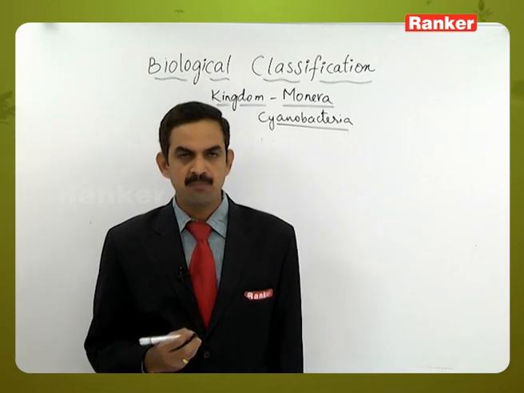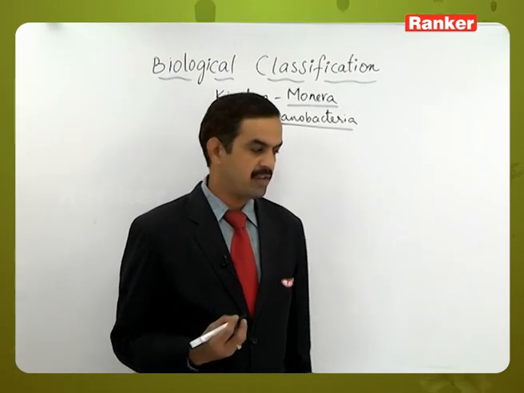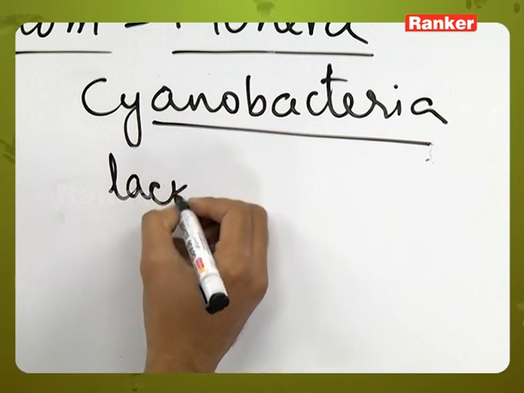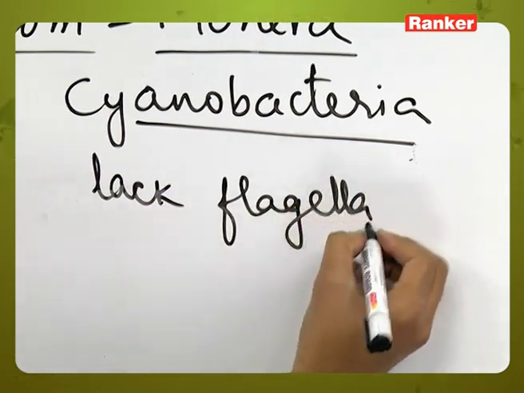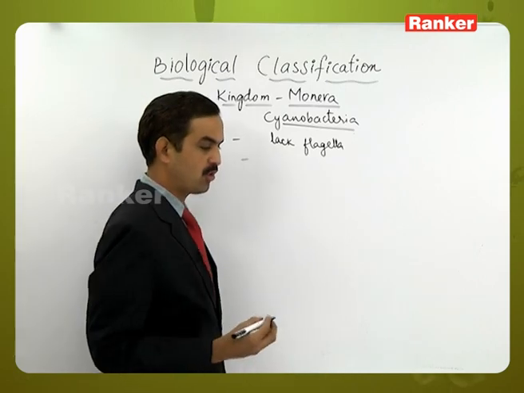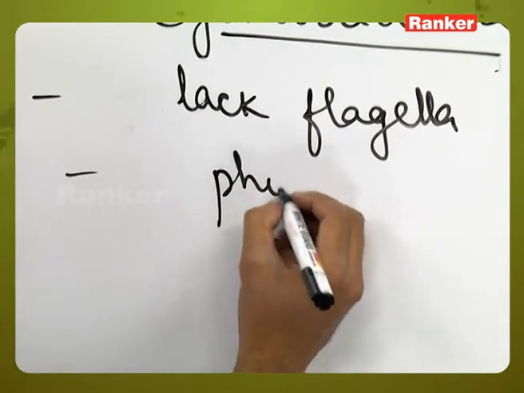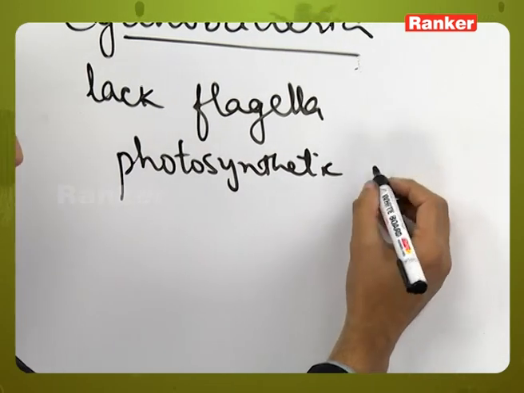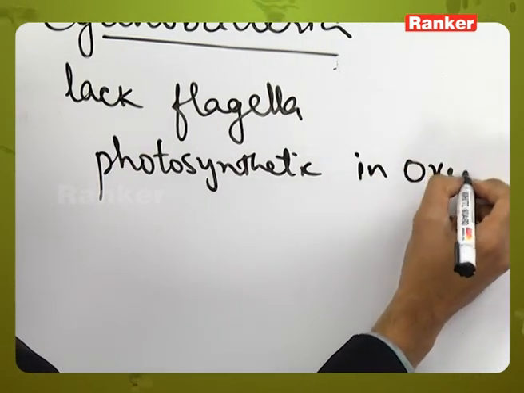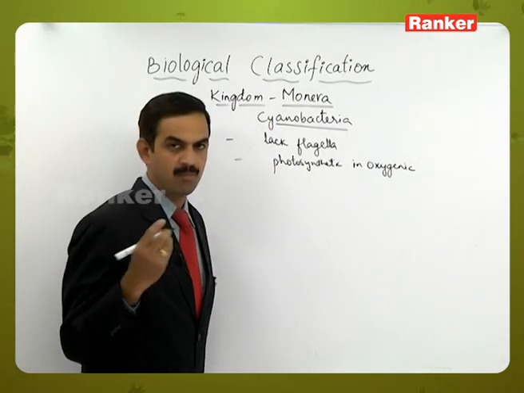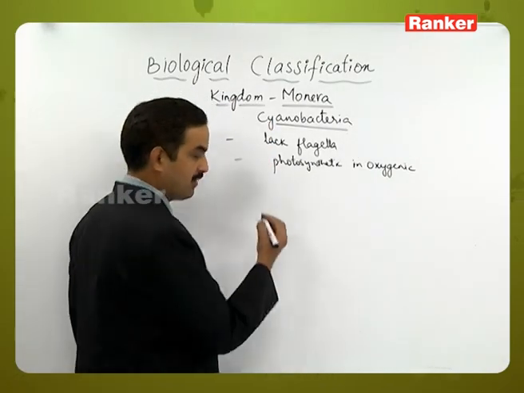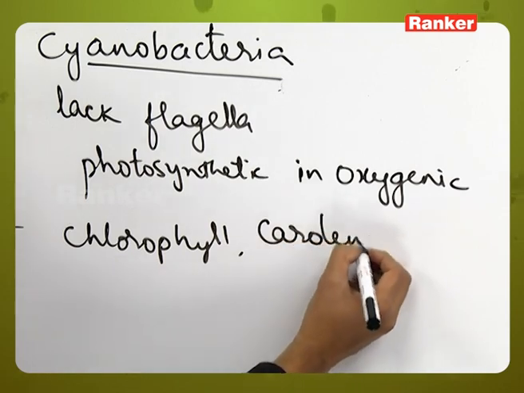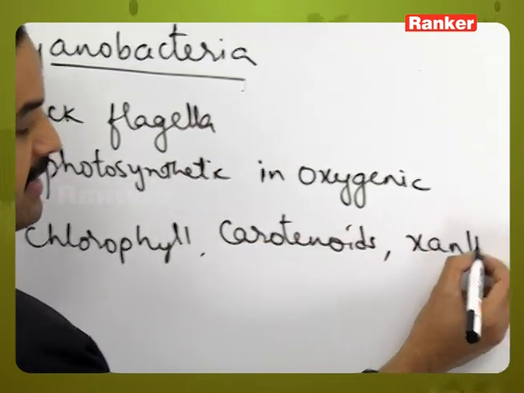The cyanobacteria differ from the eubacterial members by some characteristic features. Let us see how they differ from the eubacteria. The cyanobacteria lack flagella, whereas we have seen that eubacteria have flagella, which are useful for locomotion. And these are photosynthetic in oxygenic condition, whereas bacteria are non-oxygenic in nature. They have chlorophyll, carotenoids, and also xanthophylls.